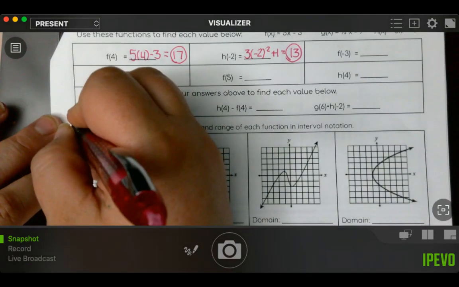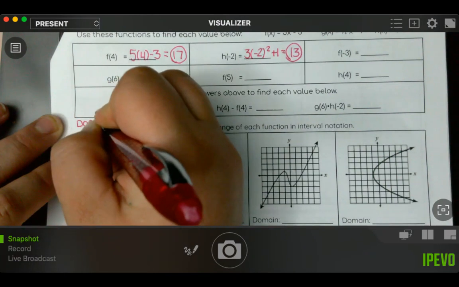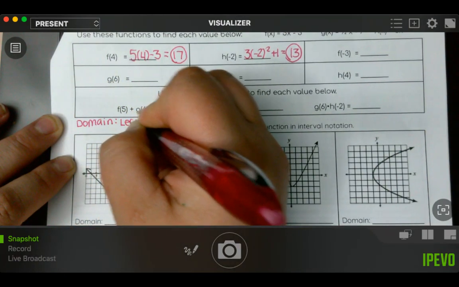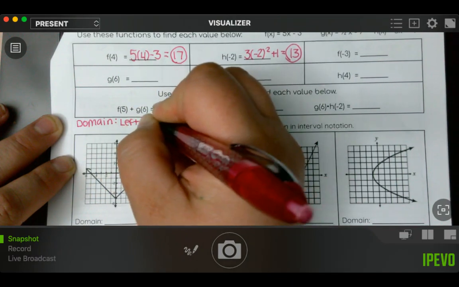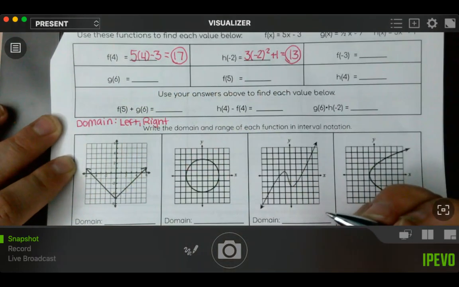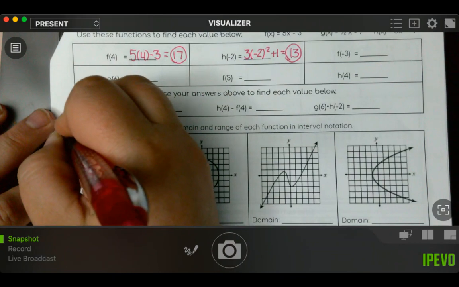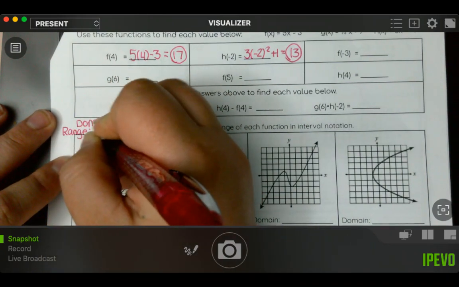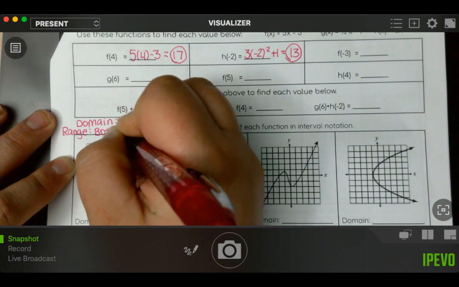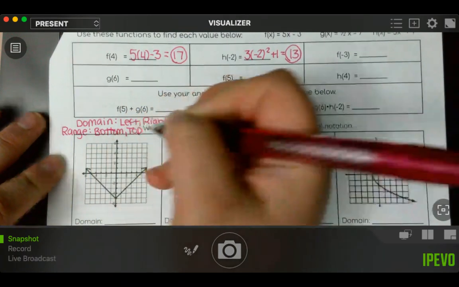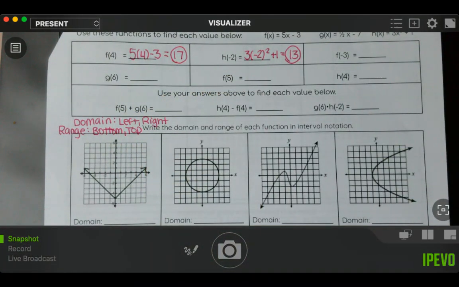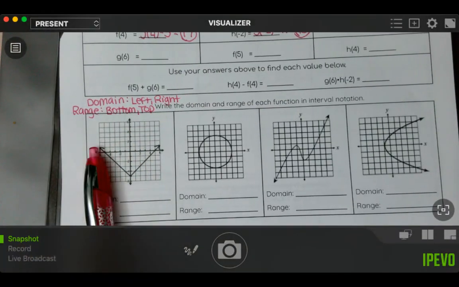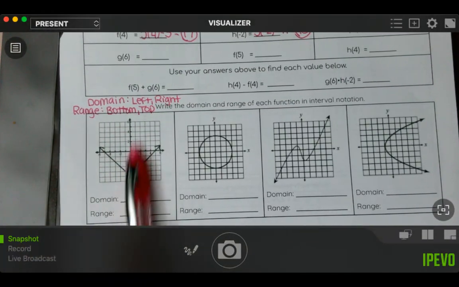For domain, it goes left to right. Range goes bottom to top. So basically, you're trying to say, here's the boundaries of my graph. For domain, we care about this direction. For range, we care about this direction.